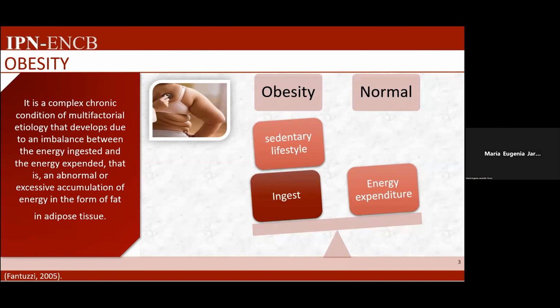Obesity is a complex chronic condition of multifactorial etiology that develops due to an imbalance between the intake of energy and the energy expenditure, caused by a sedentary lifestyle and the ingestion of an excess of lipids and carbohydrates. It is an abnormal excessive accumulation of energy in the form of fat in adipose tissue.